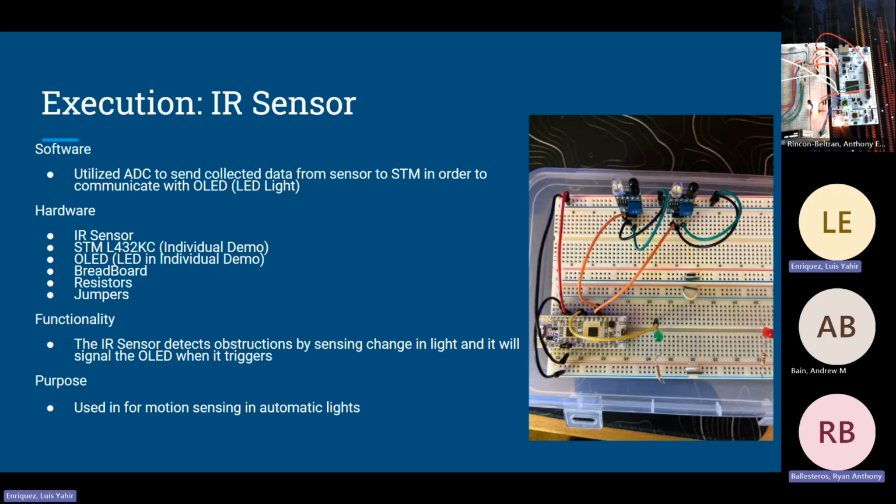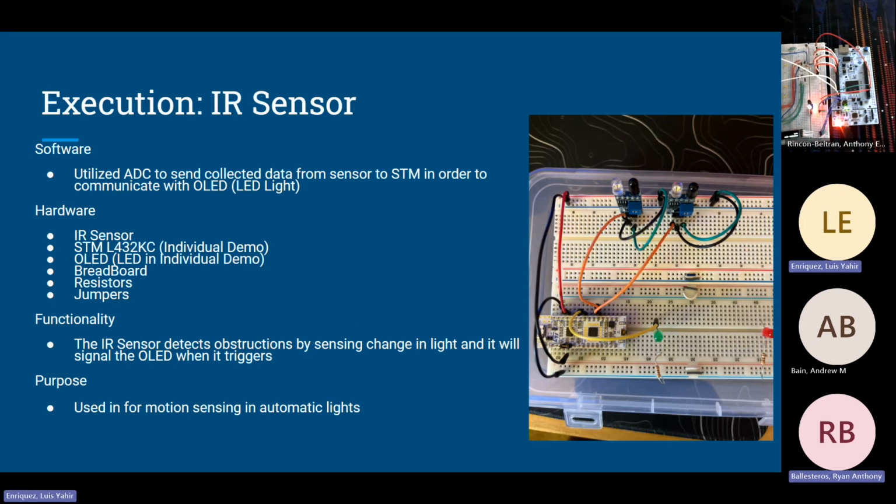For the execution of my IR sensor in this whole light motion sensor, I use this ADC, as previously touched on in the troubleshooting, that collected the data from the sensor and communicated with the STM and then touched on the LED light or the OLED. The hardware I used wasn't too intricate. I used the sensor and the STM, depending on my individual demo or the final one, I used the L432KC. In the final one, we used an OLED and just the breadboard, resistors and jumpers, the typical things you'd see on this.